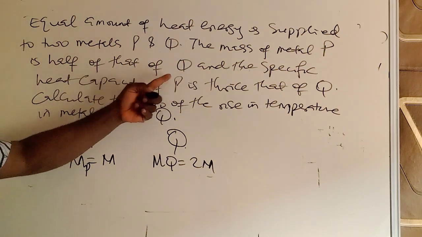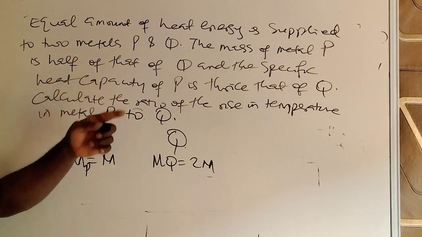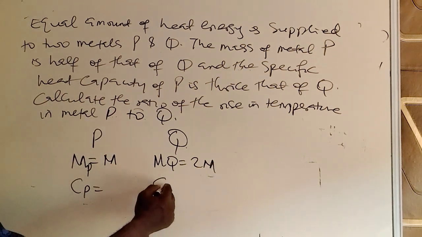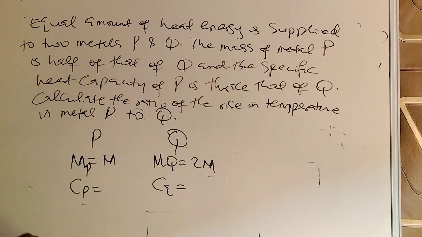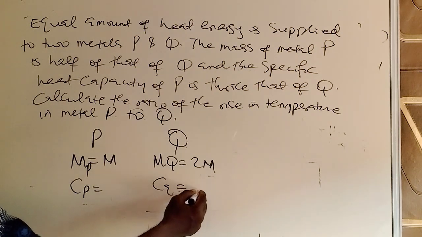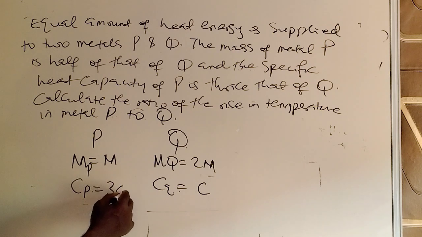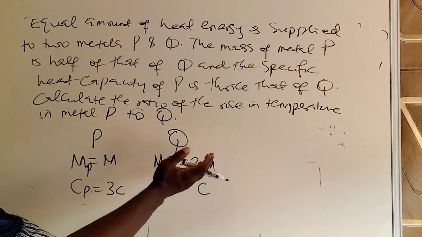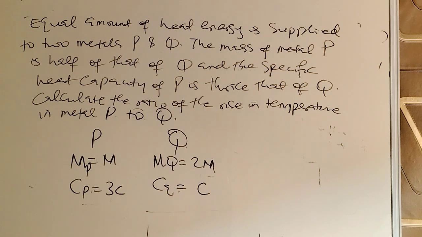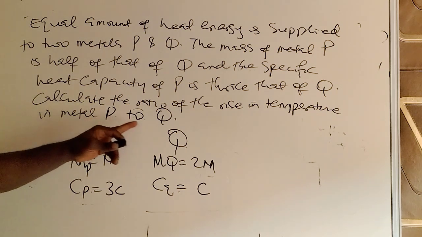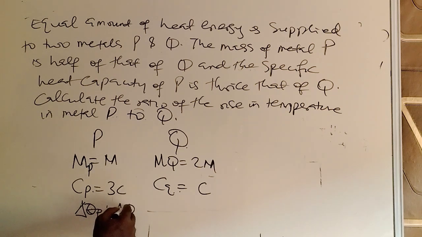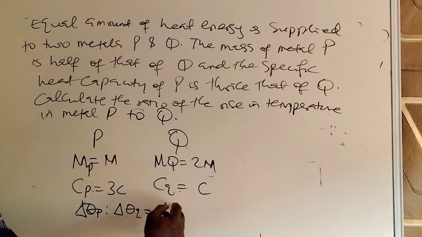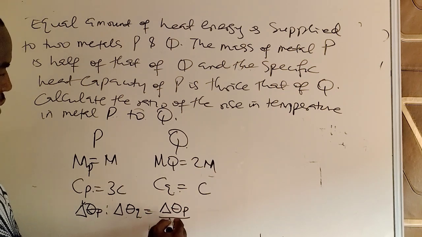Then the specific heat capacity of metal P is thrice that of Q. So the capacity of metal P is bigger, thrice that of Q. So if I take the capacity of Q as C, then that of P becomes 3C. The mass of Q is 2 times that of P. We're now asked to calculate the ratio of the rise in temperature of metal P to Q. So we're looking for the change in temperature of metal P over that of metal Q.